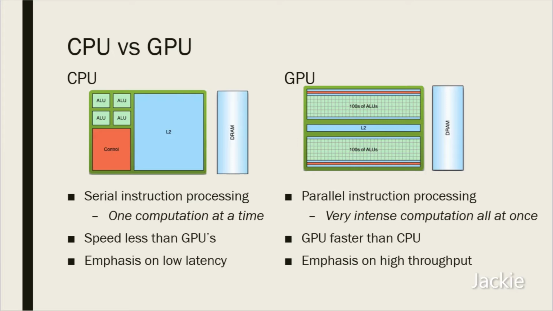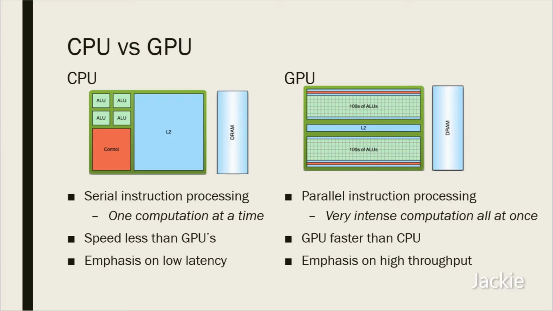CPU is optimized for minimum latency. So you want to be able to quickly switch between different operations. But the GPU is optimized for high throughput. So you want to be able to push as many operations through the device as possible.